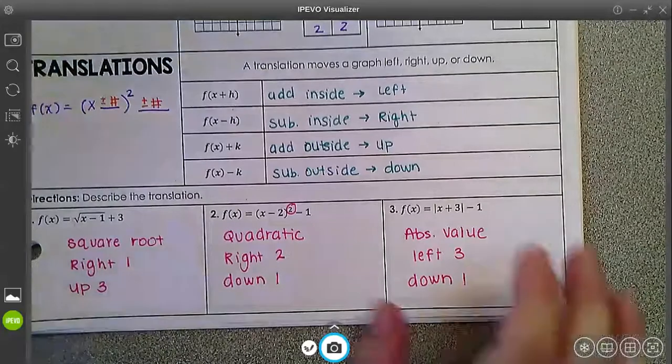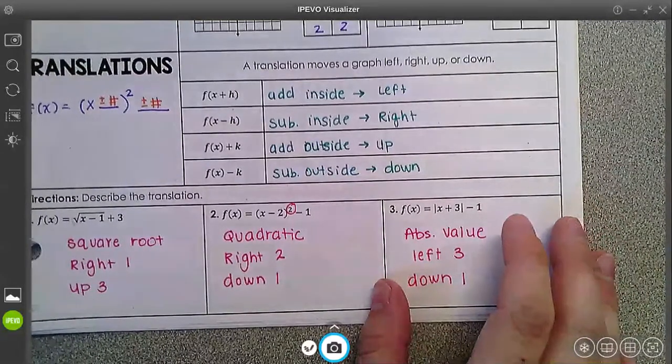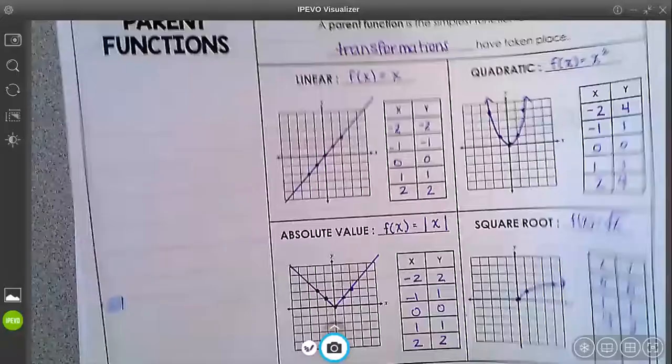Are there any questions on translations? Let's go to the back.